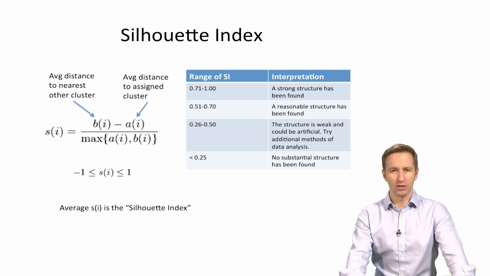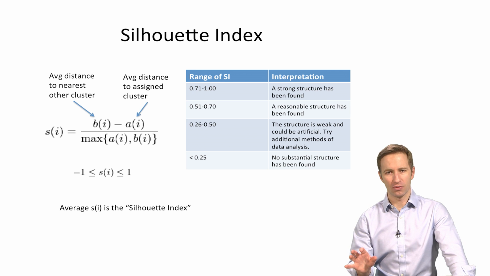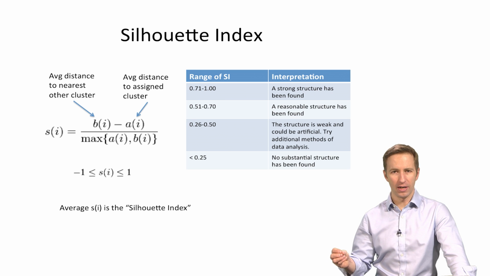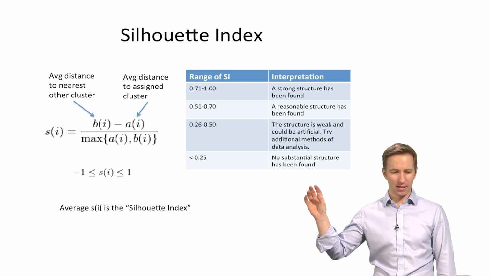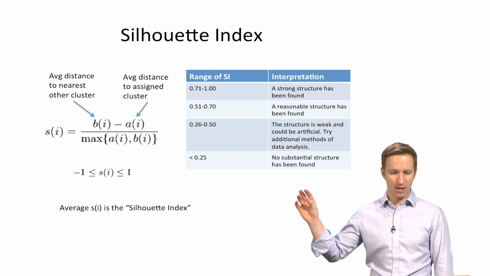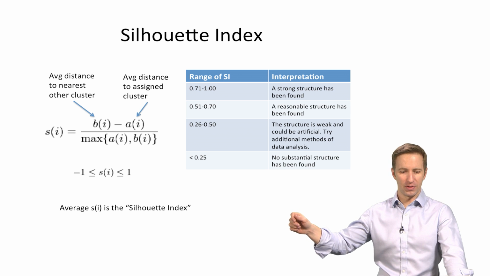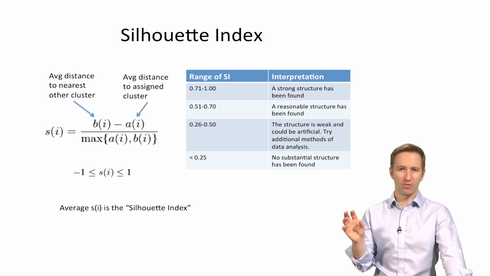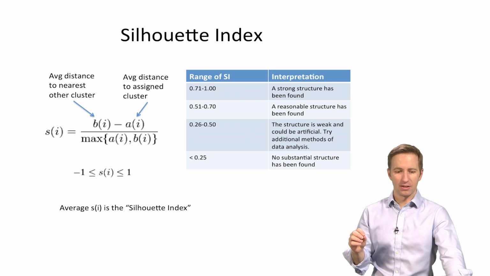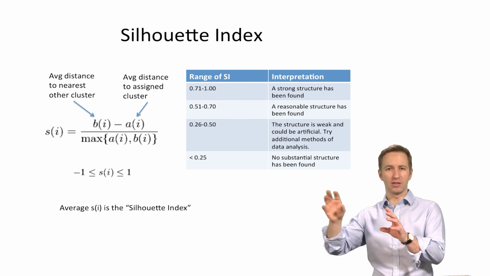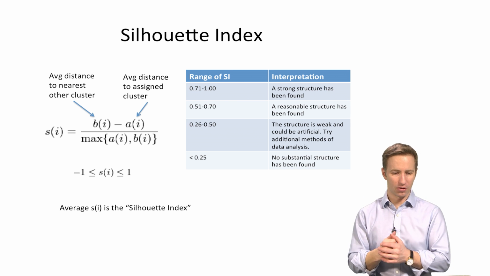The silhouette index was devised as an absolute measure of cluster quality. So it gives a score between -1 and 1. Basically, for one cluster, you take the average distance of its points to the nearest other cluster. Then you subtract from it the average distance from one point to its assigned cluster. So it's a measure of how far away other clusters are relative to the diameter of the current cluster.